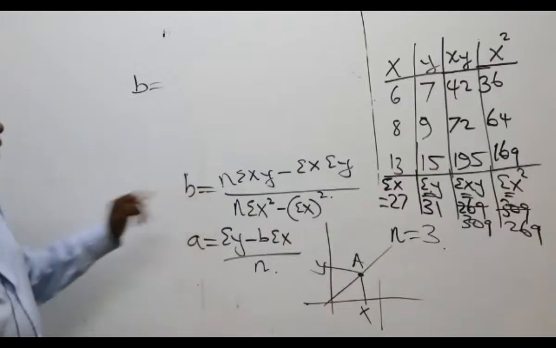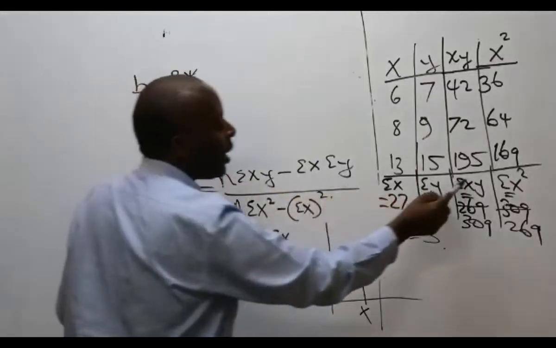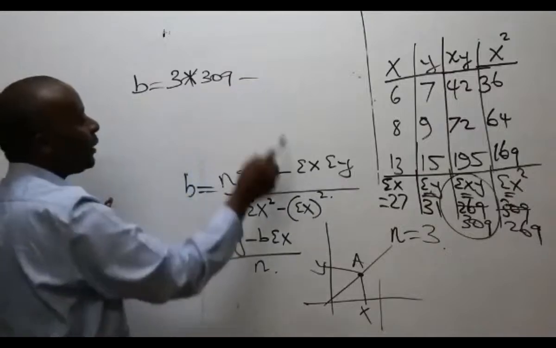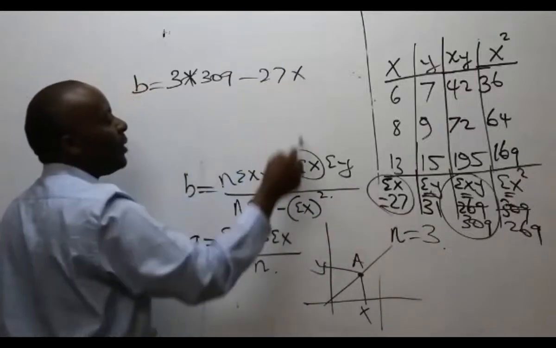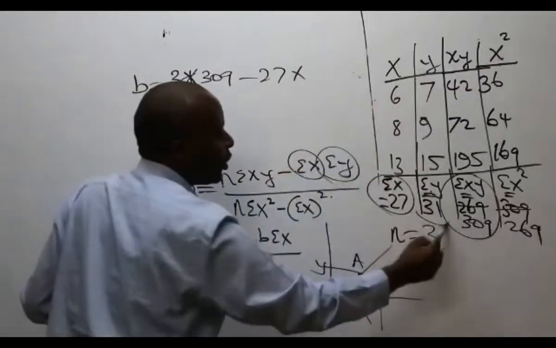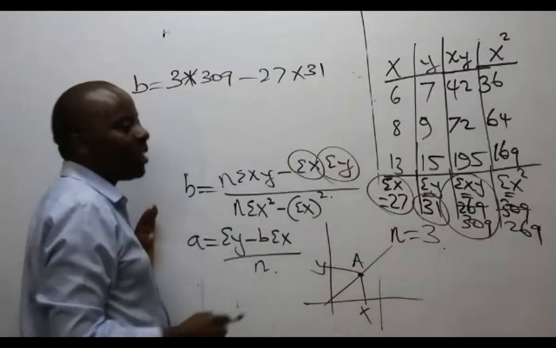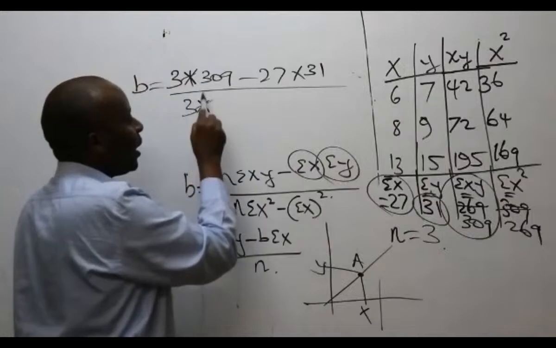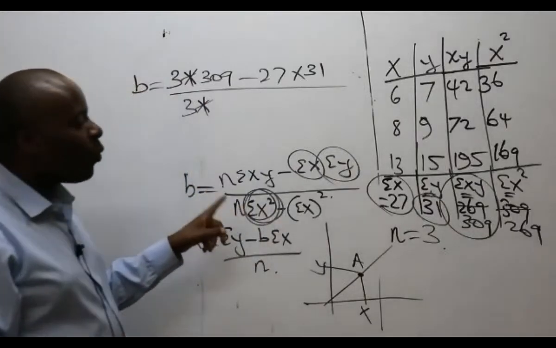So n is 3. So 3 times summation of xy, which is 309, minus summation x alone, which is 27, times summation y, which is 31, all over n, which is 3. So this is quite confusing. This confuses so many students.